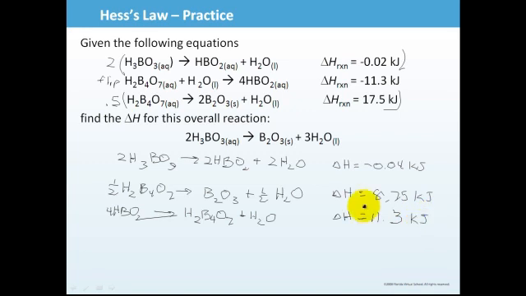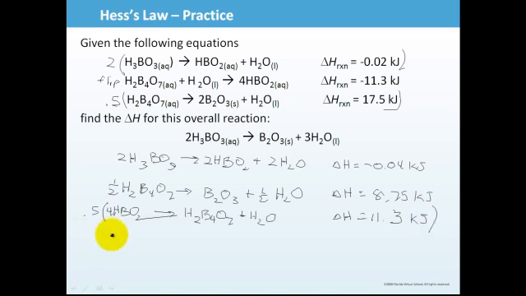Okay, now we're almost there. Now we've got things lined up correctly. But again, up here, we only have 2 HBO2s. In this reaction, we have 4. So again, like we did with that third reaction, we're actually going to have to do one more change to this third one. We're going to have to multiply that by half. We only want half of this thing.